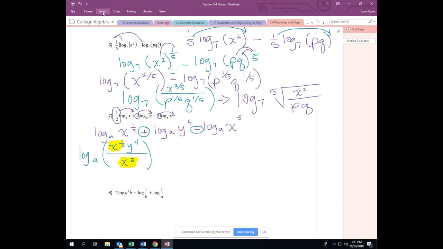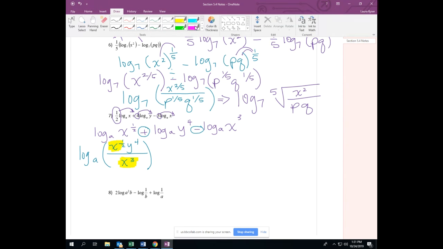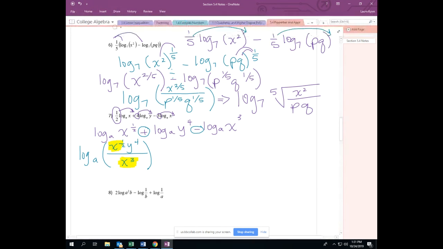So I'm going to come over here to the side because I have to do some fraction subtraction. So my x power is going to be 1/2 minus 3, which is 1/2 minus 3 over 1. And I need a common denominator, which is 2. So this is 1/2 minus 6 halves. Multiply top and bottom by 2. And that gives me negative 5 halves.